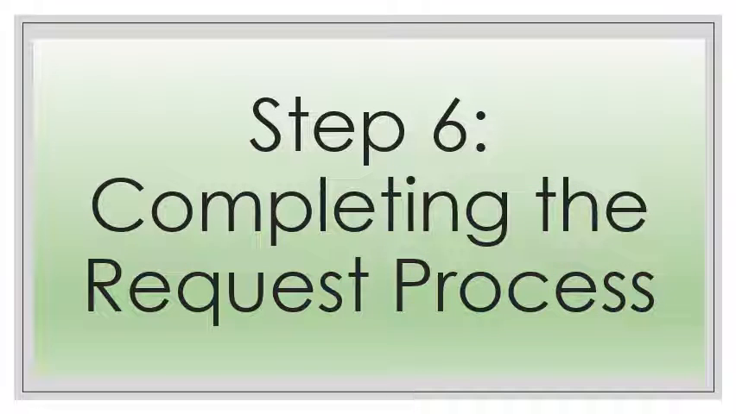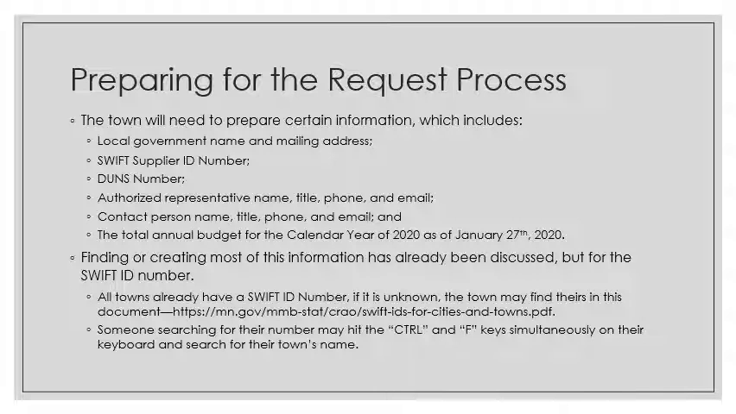After completing the previous information, the town should have all that is required to complete the request process. Here we can see that the town will need to prepare certain information. This will include the local government's name and mailing address, the SWIFT supplier ID number, the town's DUNS number, an authorized representative's name, title, phone, and email, a contact person's name, title, phone, and email, as well as the total annual budget from the calendar year of 2020 as of January 27th, 2020, which could also be that year's expenditures.